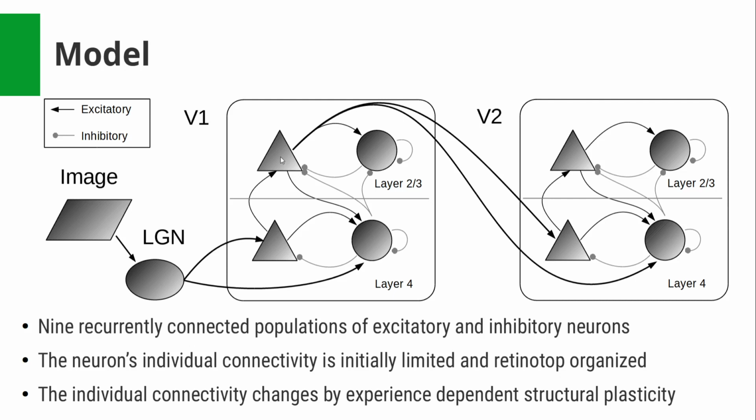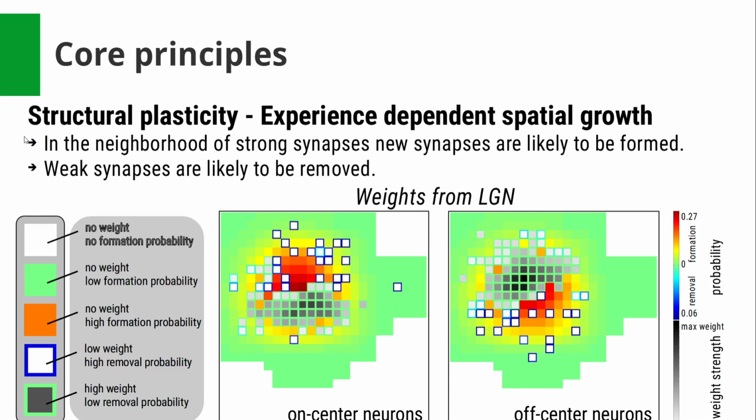However, we do not know the right connectivity of, for example, 2 neurons from these populations here. Therefore, we will find during learning the connectivity structure with a mechanism we call experience-dependent structural plasticity. We base this mechanism on 2 basic neuroscientific findings.